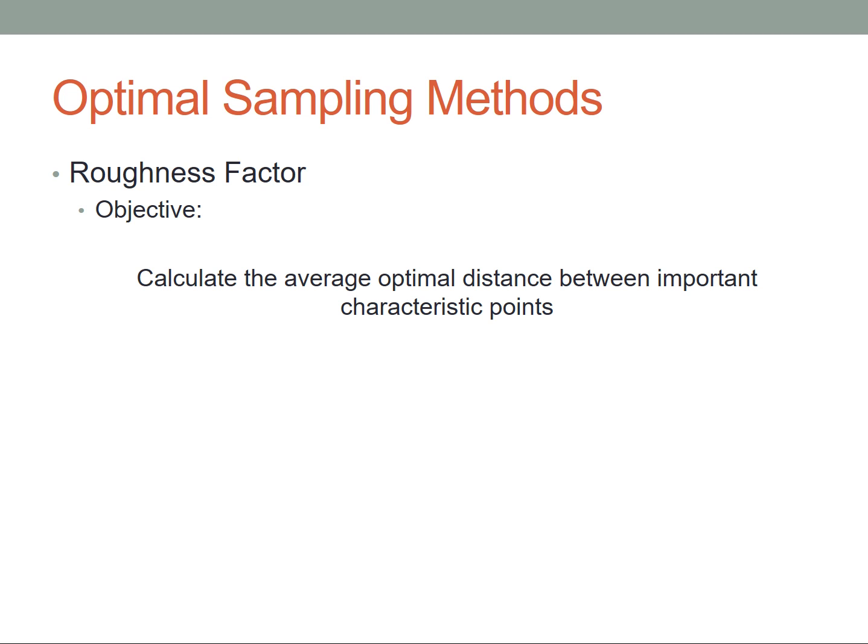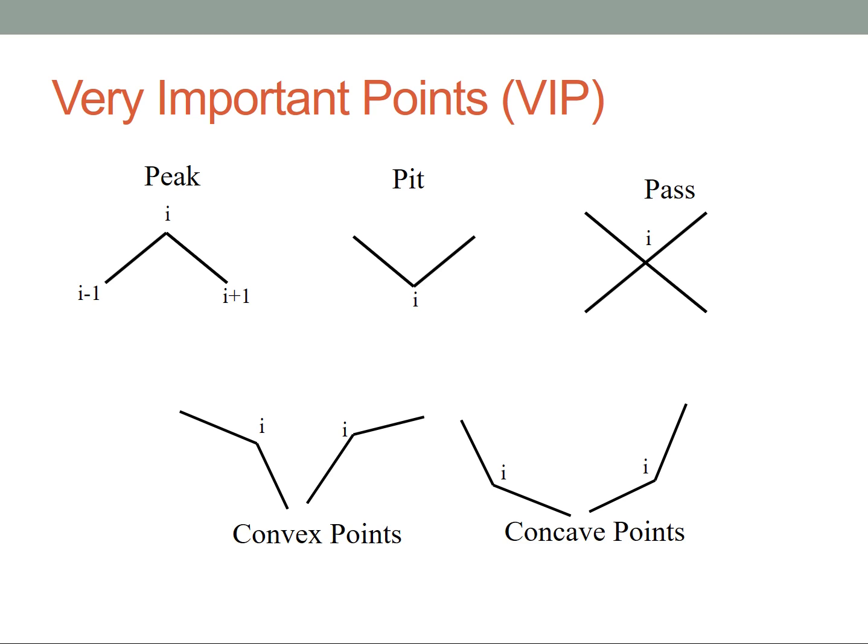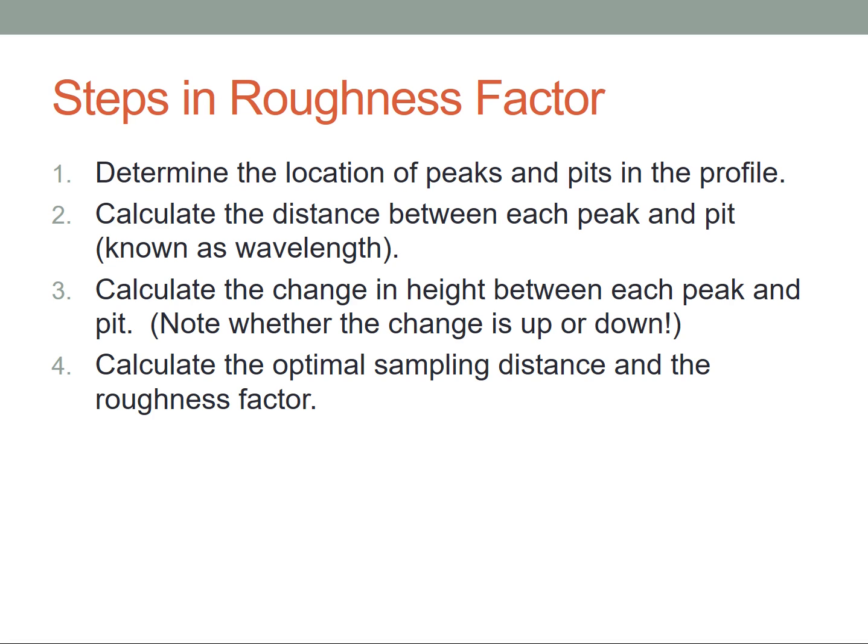This is looking at the difference between characteristic points. So we have VIPs, very important points. We have peaks and pits. We have passes, where things change on either side. We have convex points and concave points. So all 5 of these are VIPs. Now you'll probably get asked about them in an exam. These are really important with roughness factor.